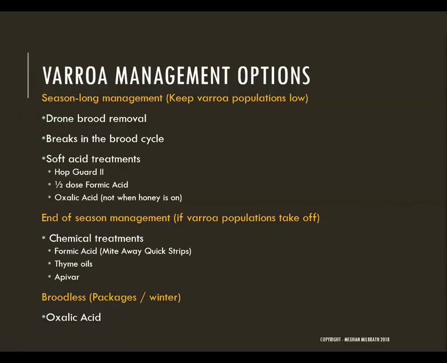So even at the point where we're not seeing high levels of mites, there are things we can do to make sure we don't get to that point, which include drone brood removal, breaking the brood cycle, and these soft acid treatments, which would be our Hop Guard 2, our half dose of formic, and the oxalic acid, which is not for when honey's on. At the end of the season management, if these Varroa populations take off, or if they've taken off on us every single year, then really we have to use chemical treatments to knock them back, which is the formic acids, the thymols, thyme oils, and then Apivar. And then we've got this lovely extra tool of the oxalic acid in the broodless periods, which I think really excels during packages and for winter.